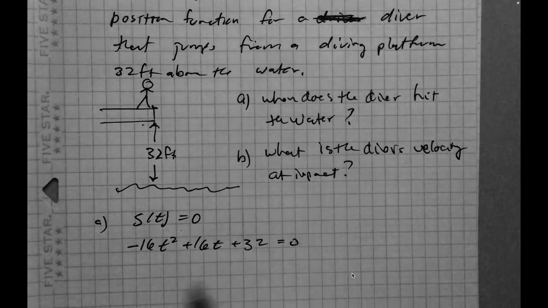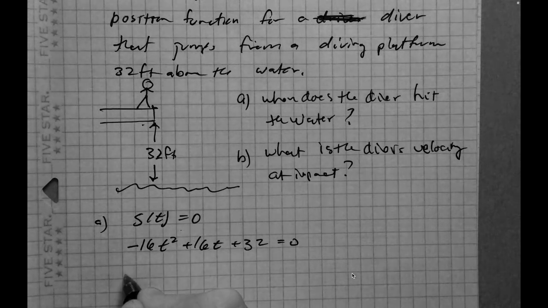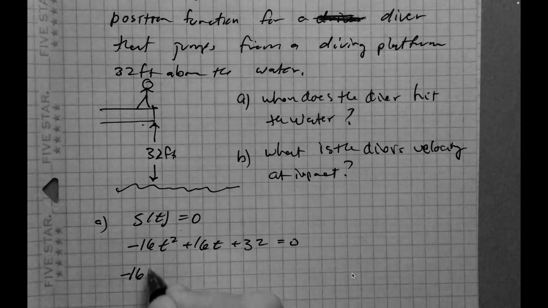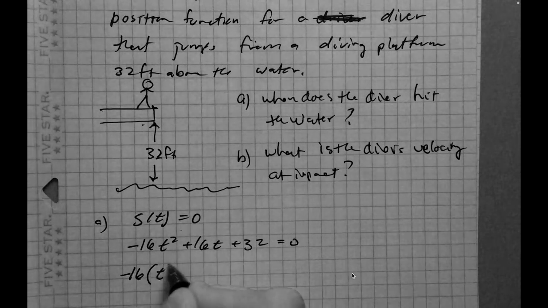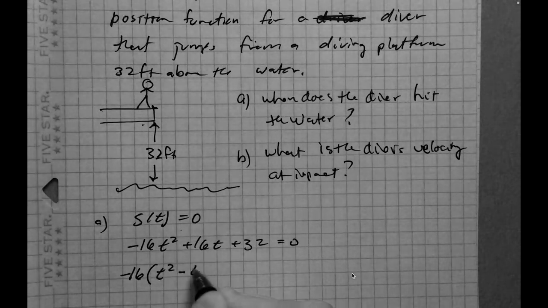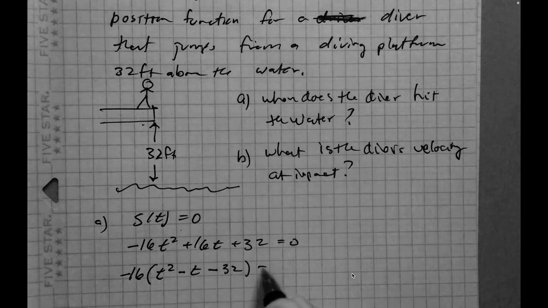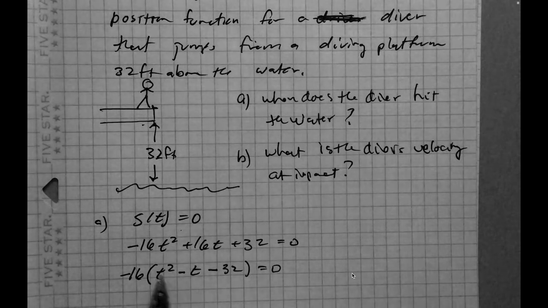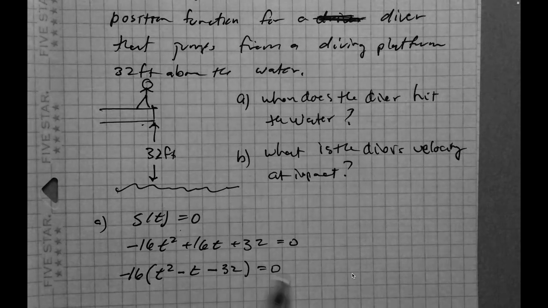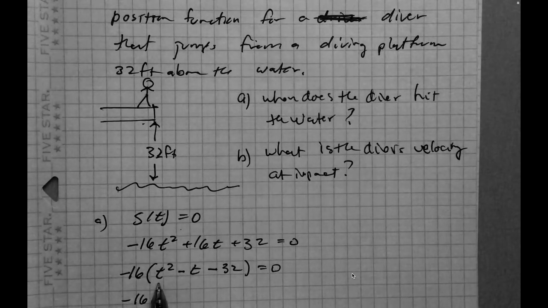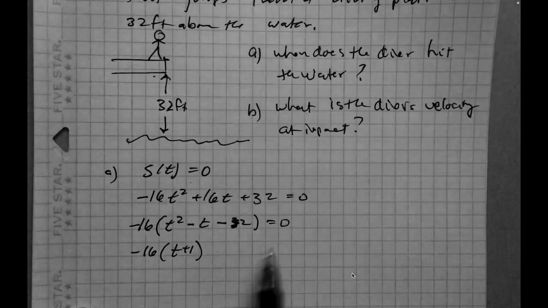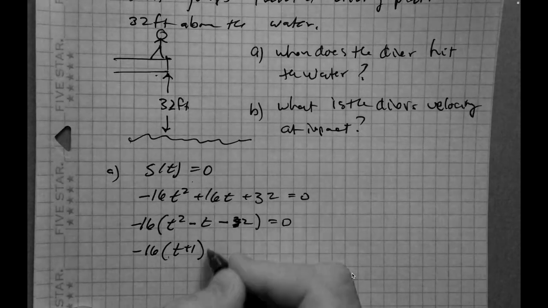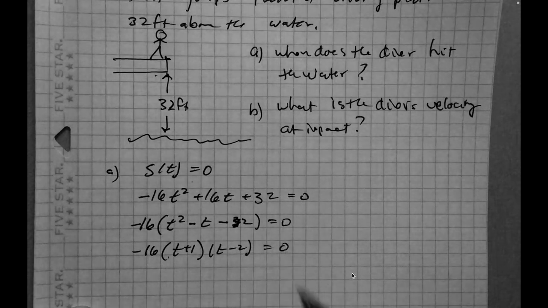So let's see what we see here. We can factor out the 16. All right, so if I factor a negative 16 out, I get t squared minus t minus 32 is 0. And a little bit of work off to the side, you'll be able to see that t squared minus t minus 32 can be factored into t plus 1. Oh, I'm sorry, this should be a 2, minus 2, okay, not 32. So you can factor this into t plus 1 and t minus 2.